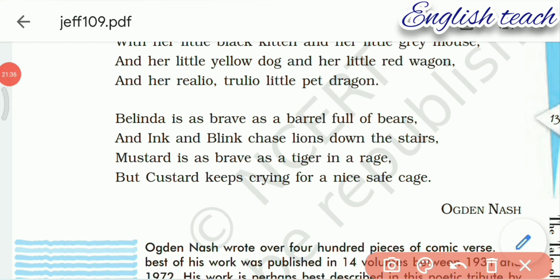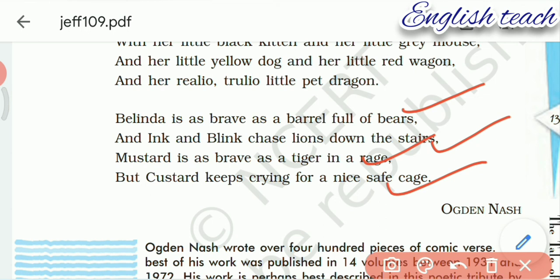15th paragraph. Belinda is as brave as a barrel full of beers, and Ink and Blink chase lions down the stairs. Mustard is as brave as a tiger in a rage, but Custard keeps crying for a nice safe cage. So the same thing is happening in the last paragraph also.